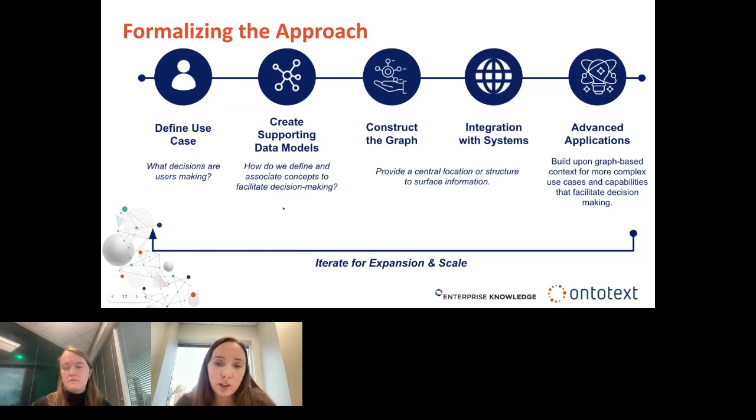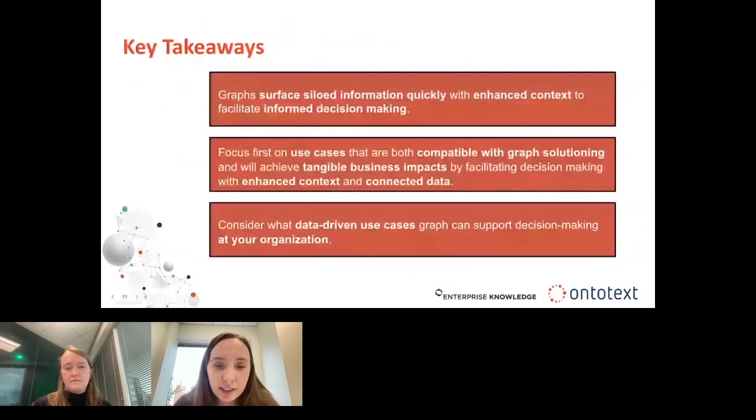And then ultimately, once you have that initial graph in place and you've met the needs of your prioritized use case, you can take the time to develop more advanced applications that graphs can power to address more complex use cases and other capabilities, and continue to iterate and scale upon your existing solution for enhanced data-driven decision-making at your organization. So with that, we're going to take it to the last slide and go over our key takeaways.